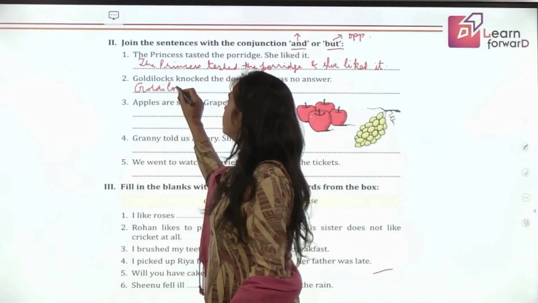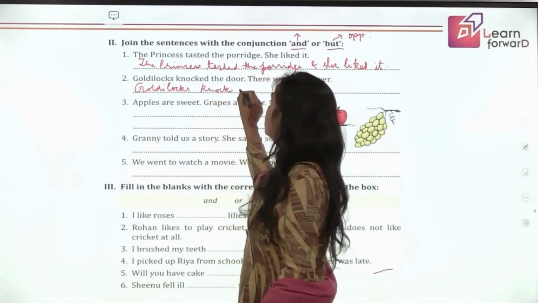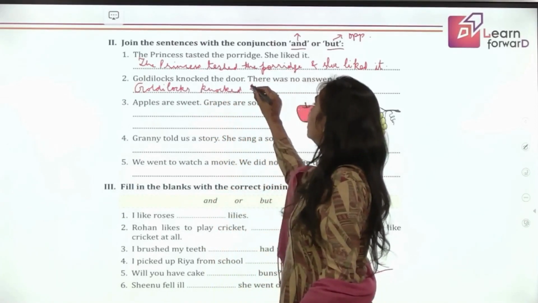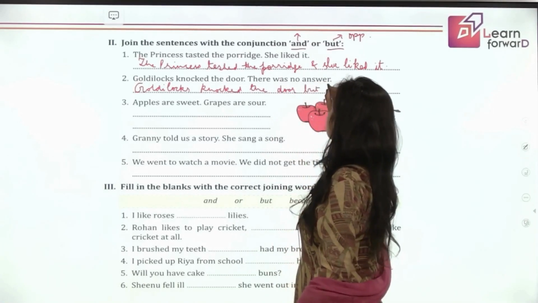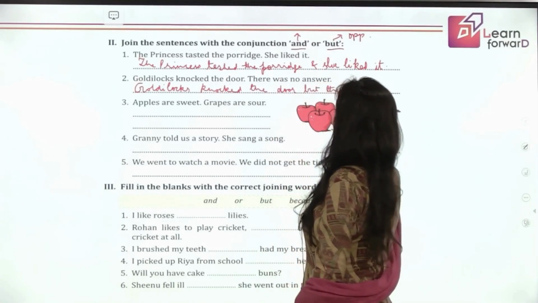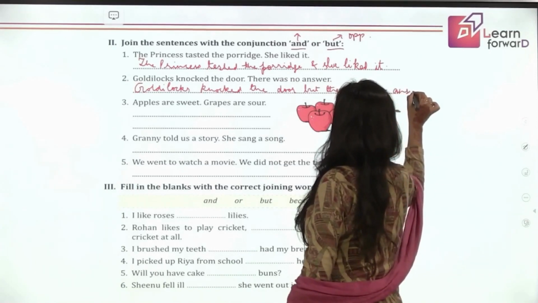So Goldilocks knocked the door, but there was no answer.